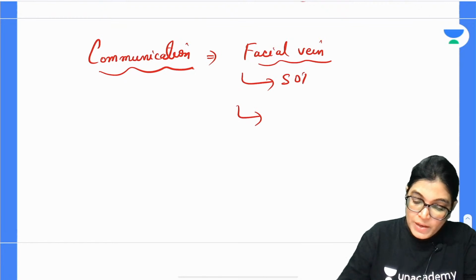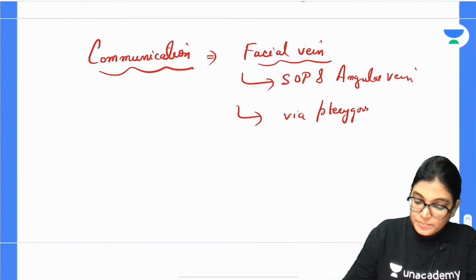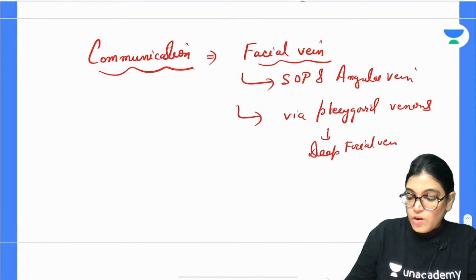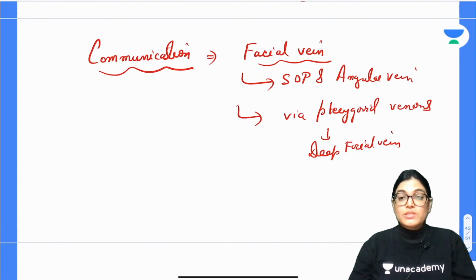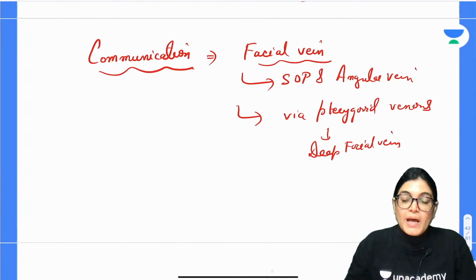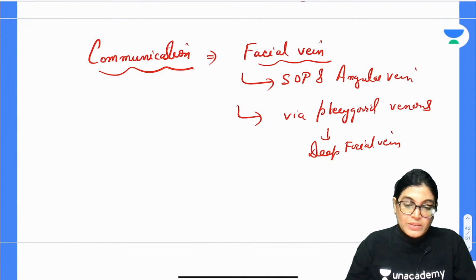One is the superior ophthalmic vein and angular vein, and the other is via the pterygoid venous plexus of veins, which drains the deep facial vein. Many emissary veins are also passing. So the facial vein will drain infections from the danger area of the face via connections from the superior ophthalmic vein, angular vein, or via the pterygoid venous plexus draining the deep facial vein. These are certain important routes of communication.